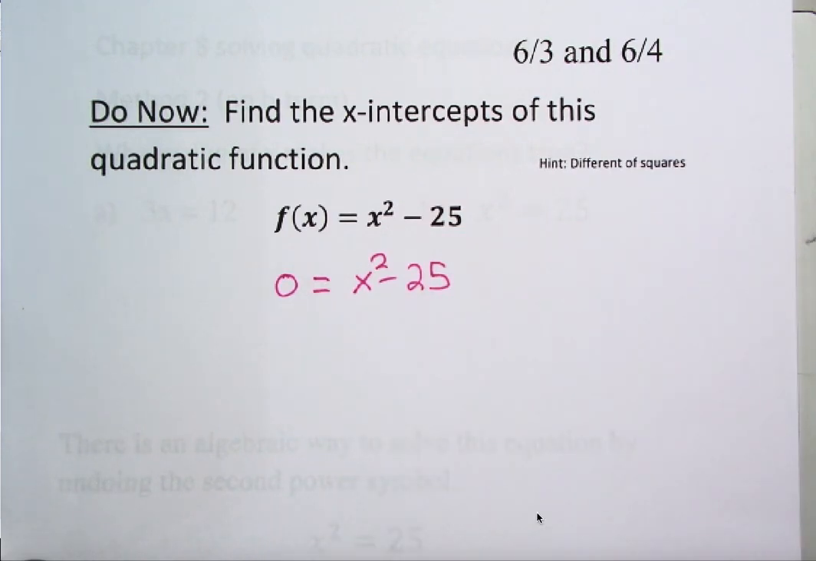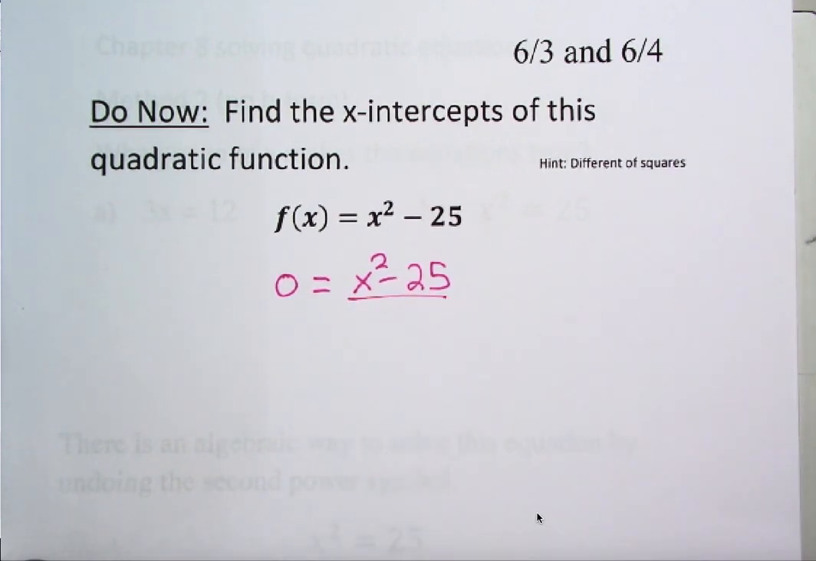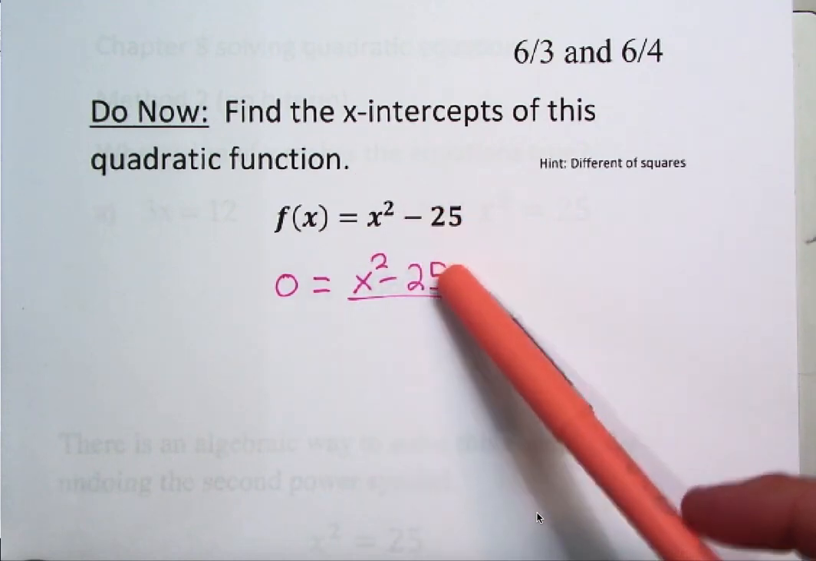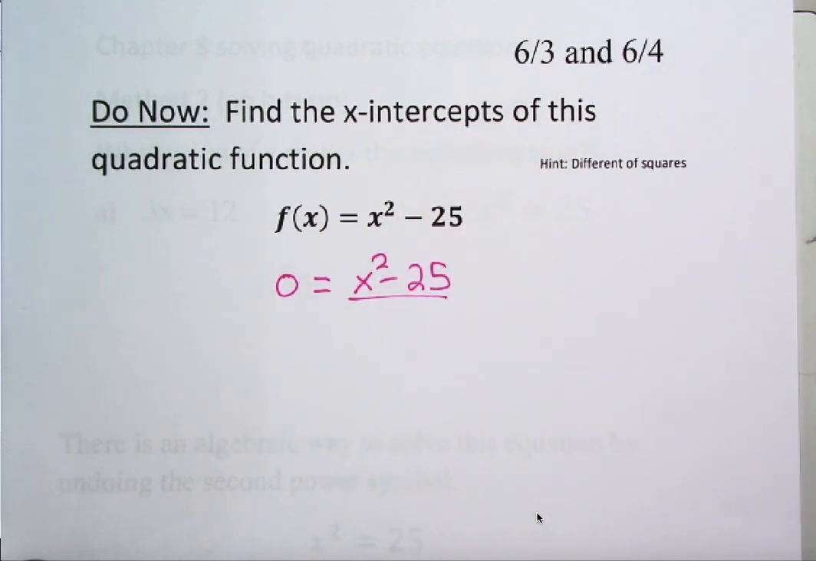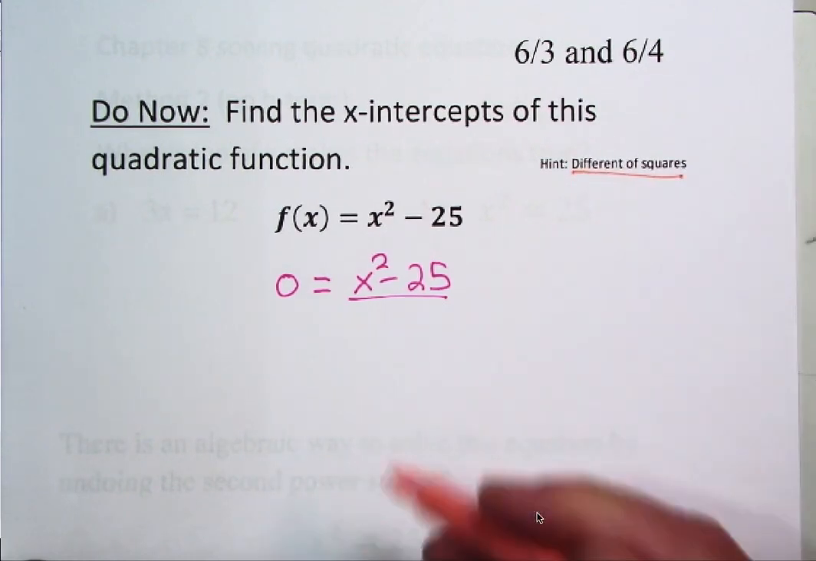Then, we try to factor. How many terms? 2. GCF other than 1? No. Look at what's left, see if it can be factored more. Is it 4 terms? Is it 3 terms? Or is it a difference of squares? And I gave you a little hint up here. It's difference of squares.